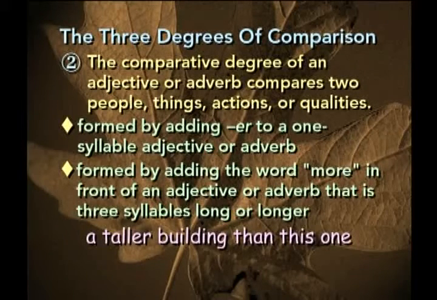A taller building than this one. Now in this phrase, we're comparing two buildings, this one and another one, and we're using, therefore, the comparative form of the adjective tall. The adjective tall is a one-syllable word, and therefore we form the comparative form of the adjective by adding ER at the end. So the positive degree tall turns into the comparative degree taller, a taller building than this one.